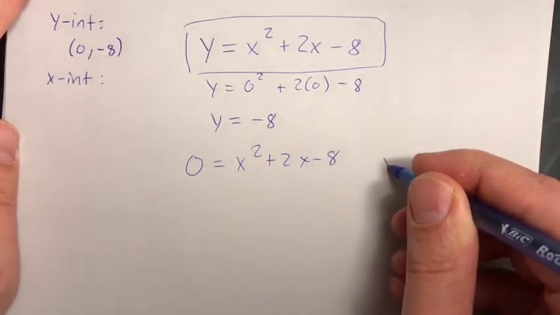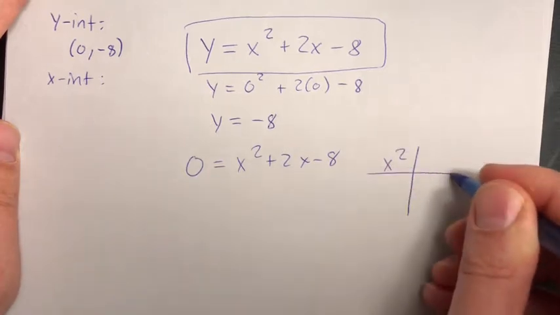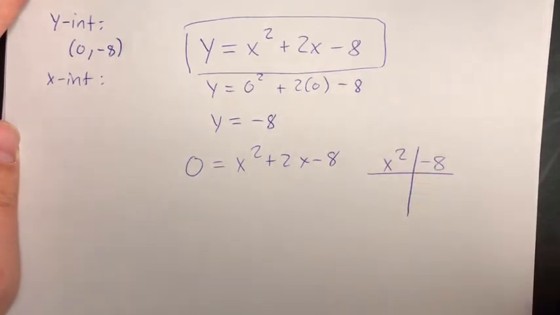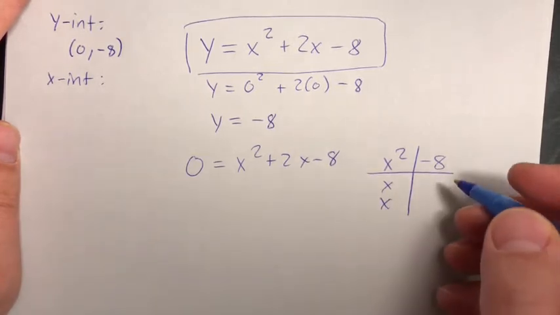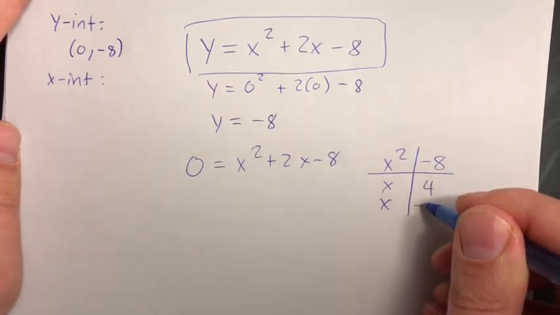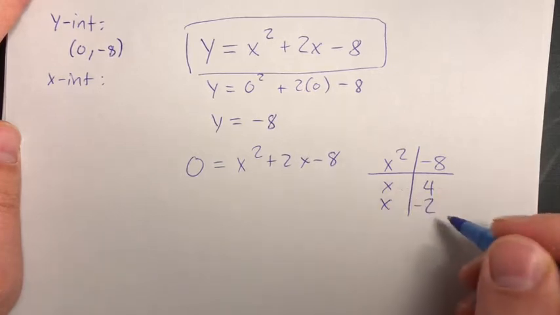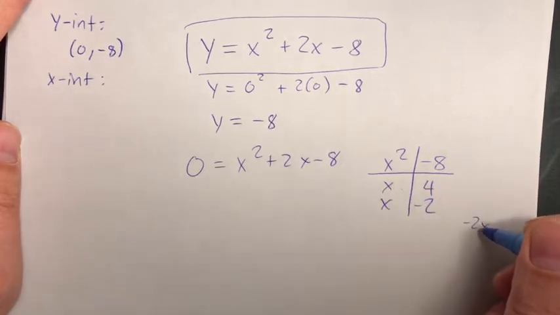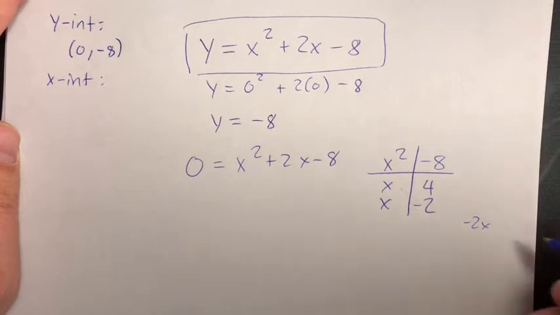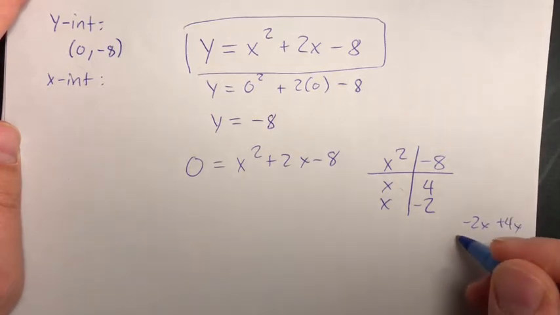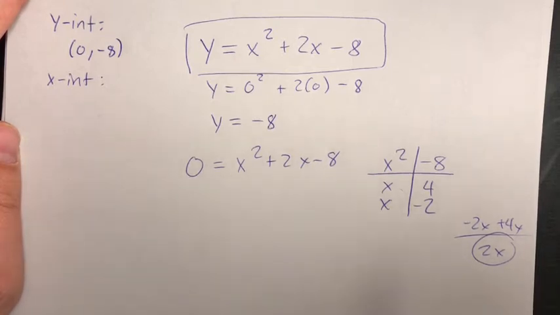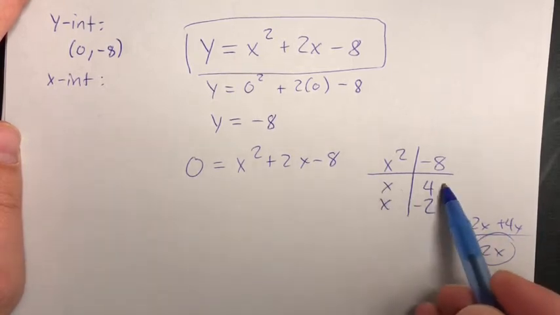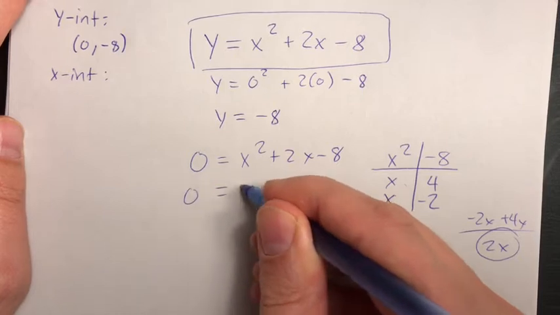So I'm going to go ahead and set up my Japanese method here. Two things that multiply to get x squared. Two things that multiply to get negative 8. Let's see here. Let's do 4, negative 2. And then I'm going to crisscross this. So x times negative 2 is negative 2x, and 4 times x is positive 4x. These add up to 2x, which is the middle term here. So I know that these are the factors. Right, top row, bottom row.